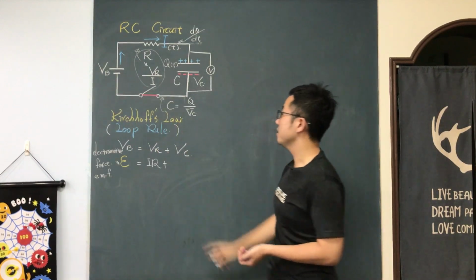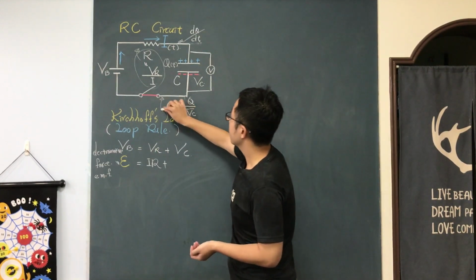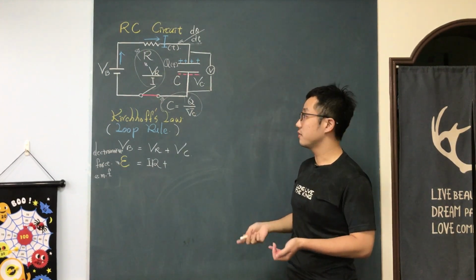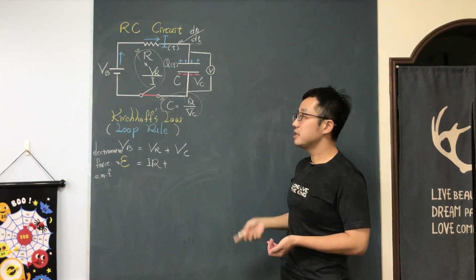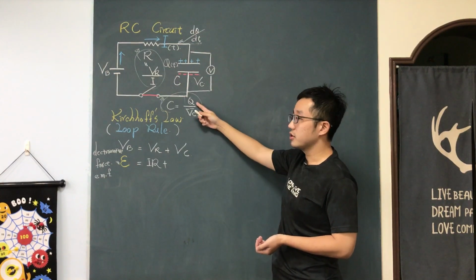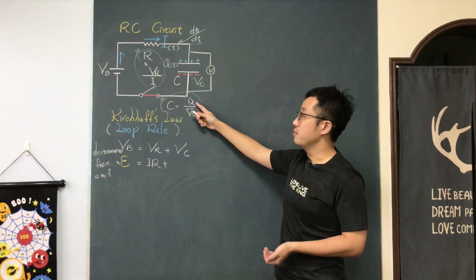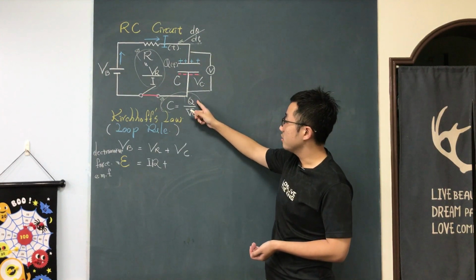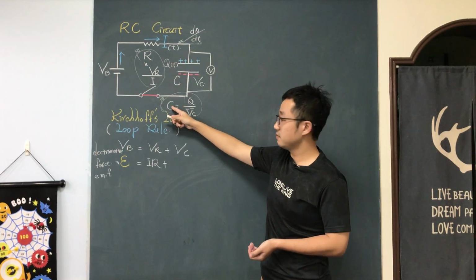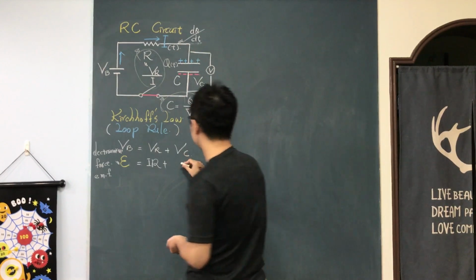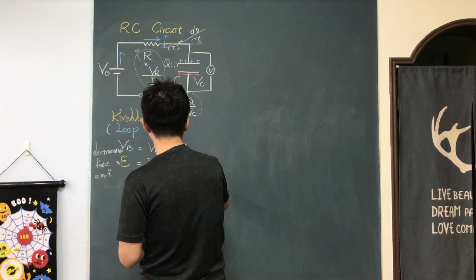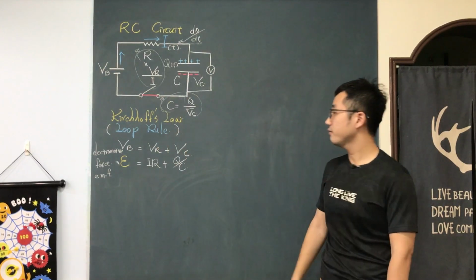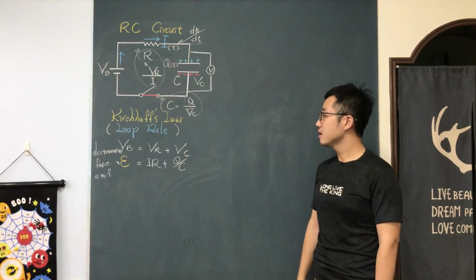And what about VC? Just like I said, your capacitance is defined as Q over VC. Q over VC indicates how much charge you can hold under a given battery. So I can write the VC as Q divided by your capacitance. So I can change the VC to be Q over C. Is it okay?